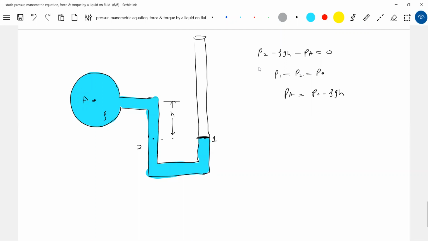Look at it now again. What is the gauge pressure? Gauge pressure is negative at point A. Absolute pressure will be P naught minus rho GH. So the point where you're measuring pressure, if it lies above the free surface, the gauge pressure will be negative. The point where you're measuring pressure, if it lies below the free surface, the gauge pressure will be positive. What about absolute pressure? It will be positive, or it can be 0.